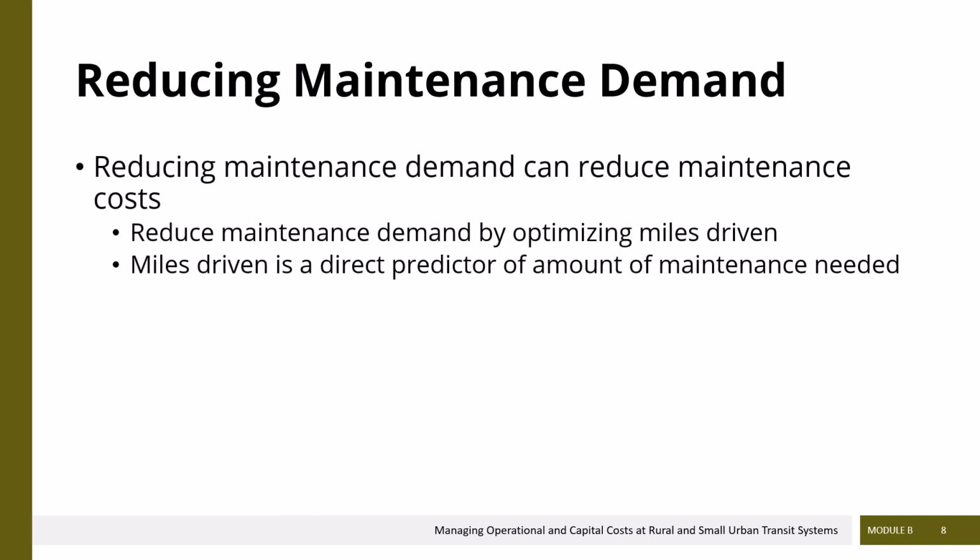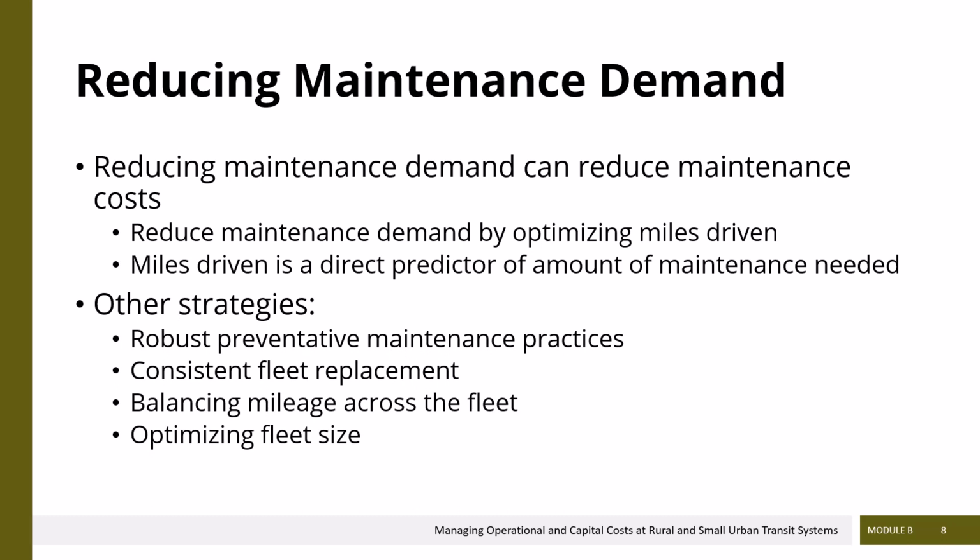Reducing maintenance demand can help you reduce maintenance costs. And the typical approach you're going to use is to optimize your miles driven. Maintenance is largely driven by the miles that your vehicles operate, and therefore is a direct predictor of the amount of maintenance needed, and therefore is a direct predictor of the cost of maintenance. There are several other strategies in addition to trying to manage down the miles, and those include robust preventative maintenance practices, consistent fleet replacement, balancing mileage across the fleet, and optimizing your fleet size.